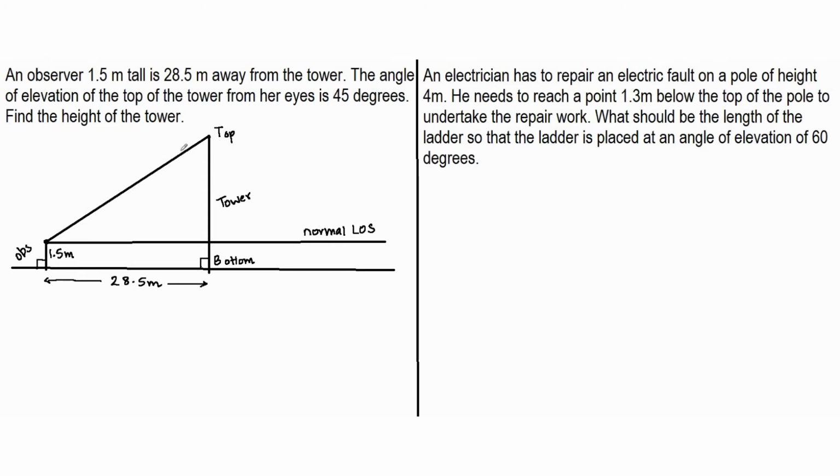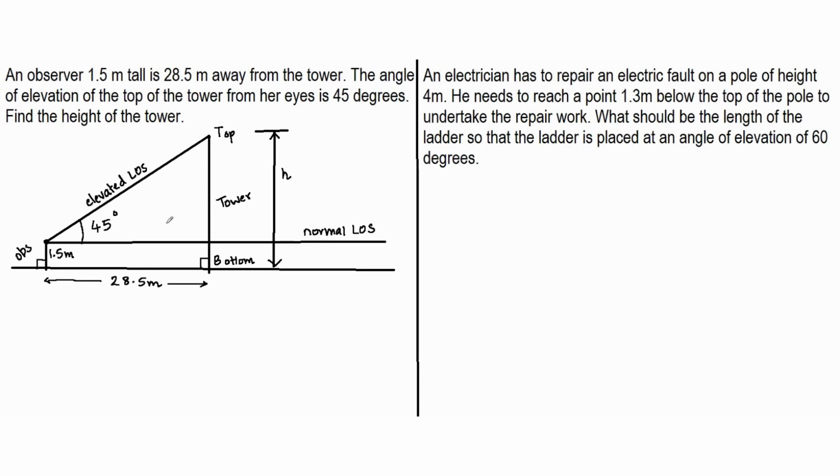So to view the top of the tower, the observer has to raise the head, and this is the elevated line of sight. The angle between the normal line of sight and the elevated line of sight, that is this particular angle, is given as 45 degrees. Now what we have to do is find the complete height of the tower. So from the top till the bottom, we have to find this particular distance, correct? So we have to find the height of the tower.